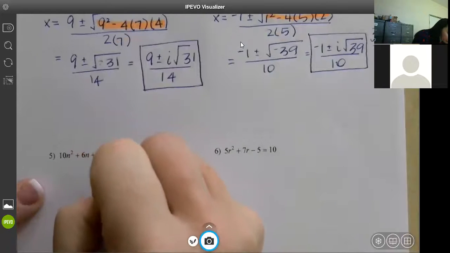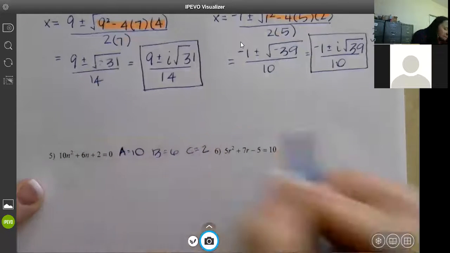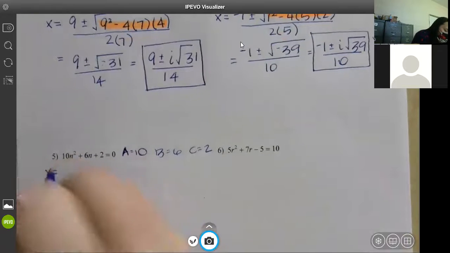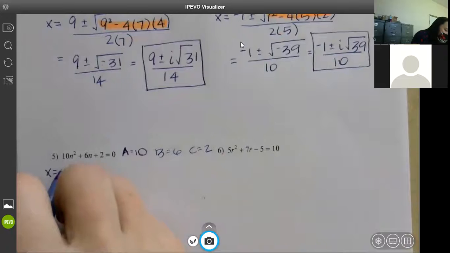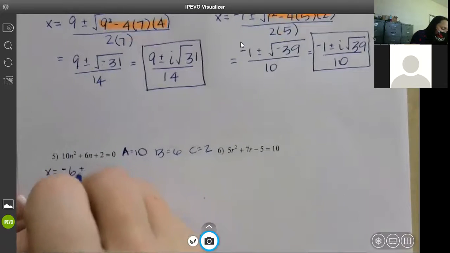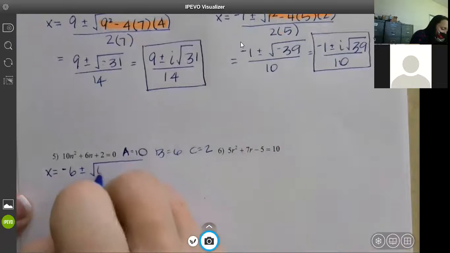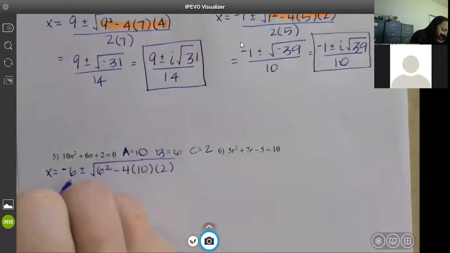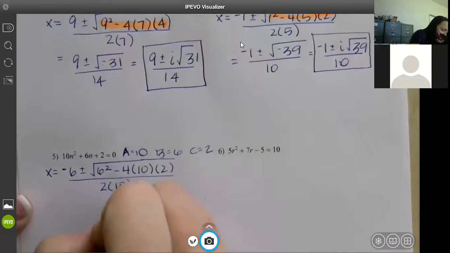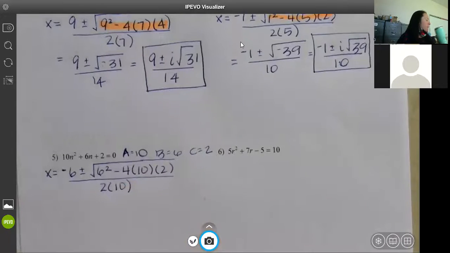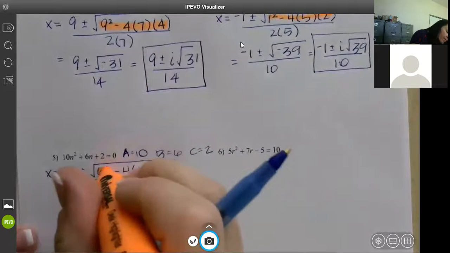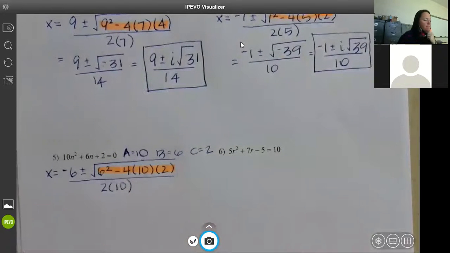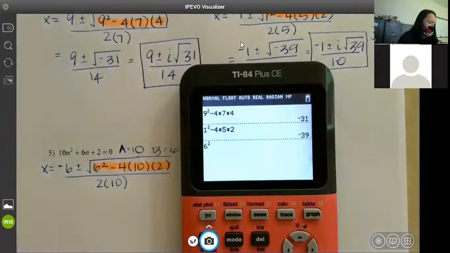So we have A is 10, B is 6, and C is 2. All right, X equals -B, so change the sign of B, so -6, plus or minus big fat square root, B squared minus 4 times A times C, all over 2 times A. Do what's underneath. 6 squared minus 4 times 10 times 2, which is -44.